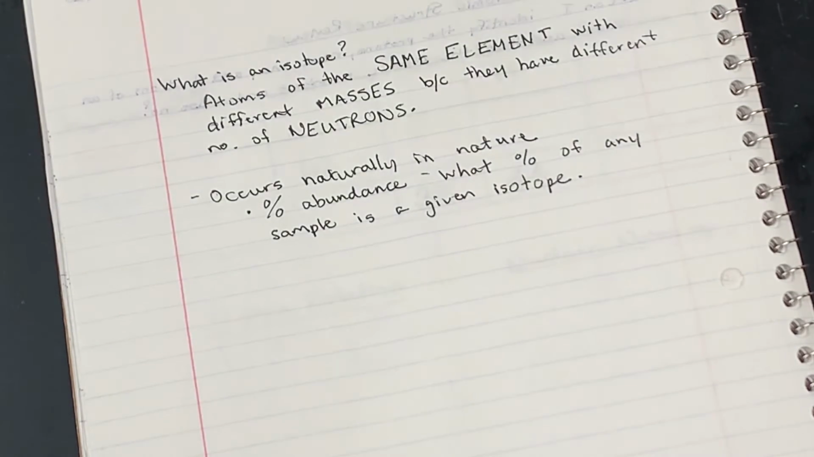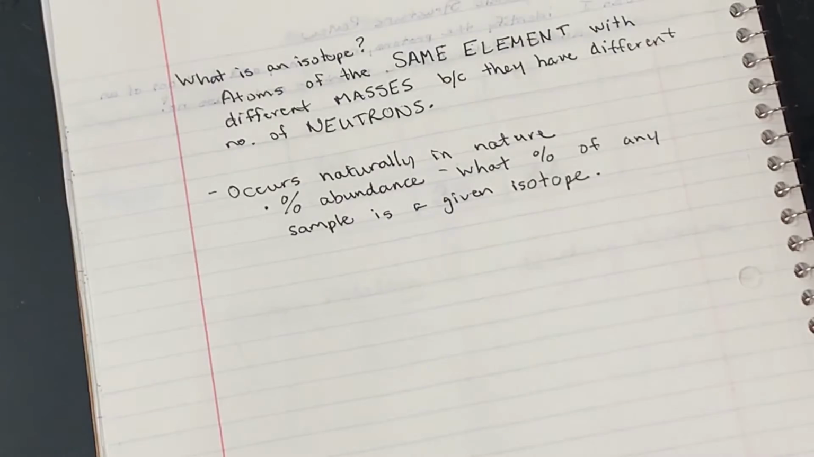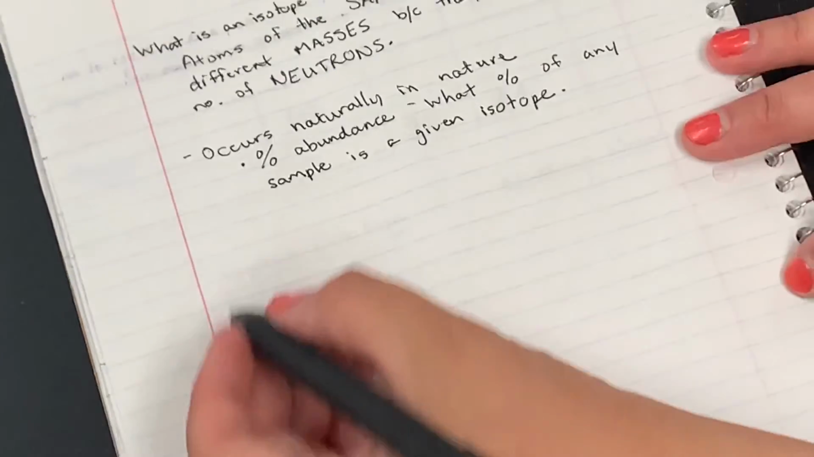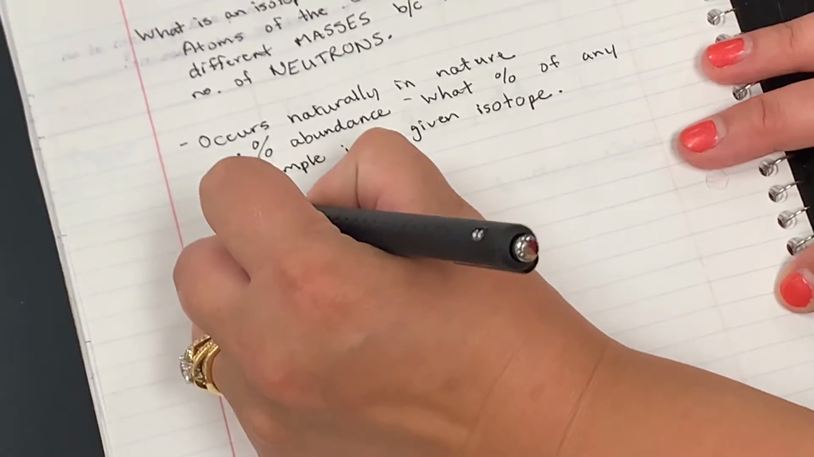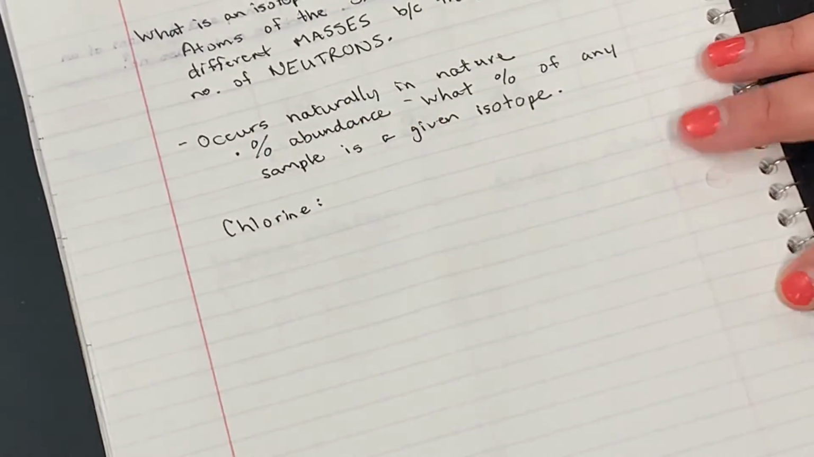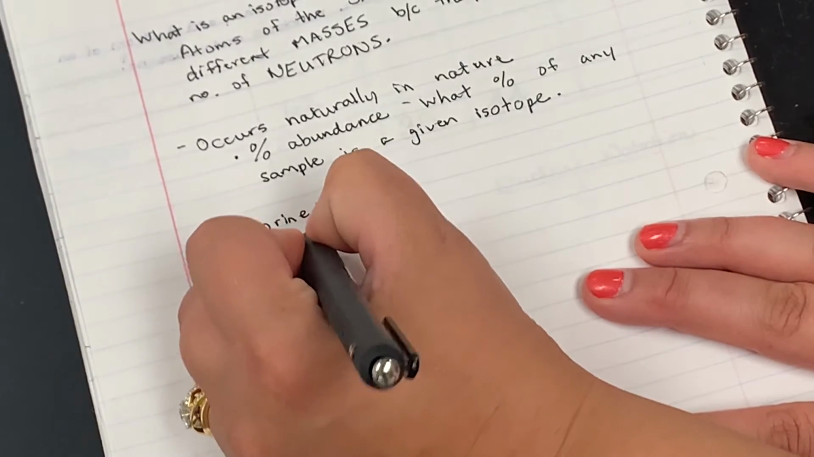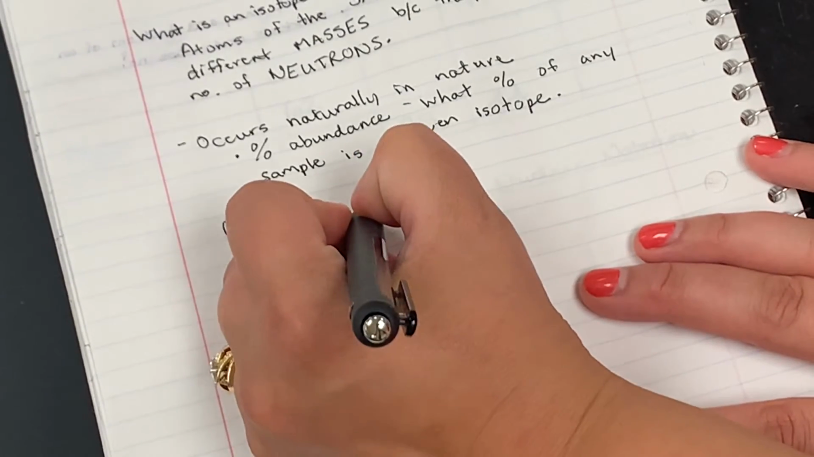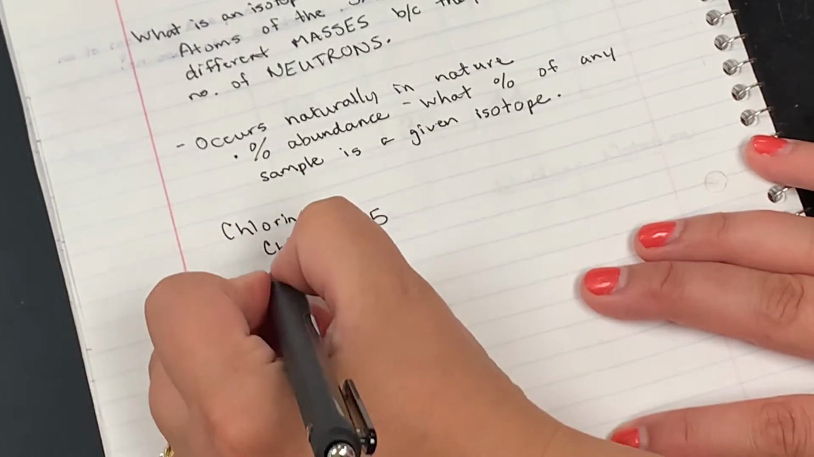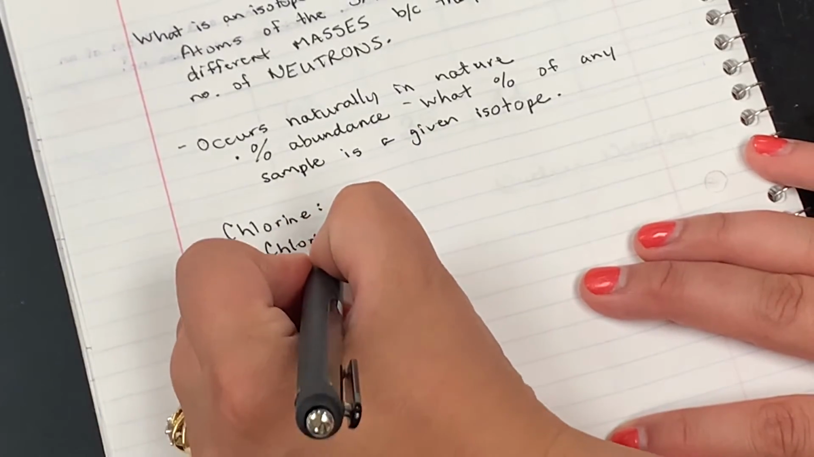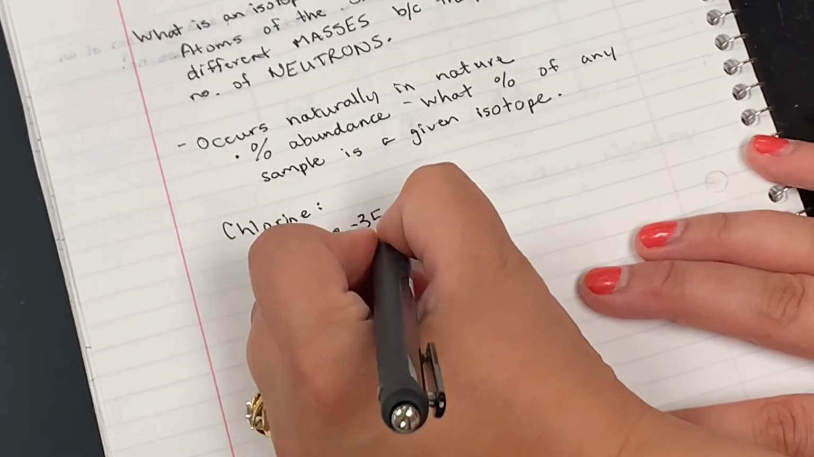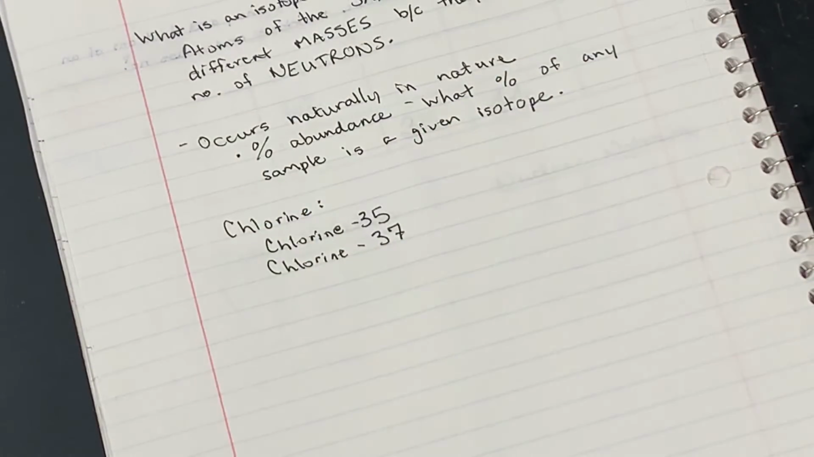I'm going to use chlorine because it's very simple. It's only got 2 major isotopes. Any sample of chlorine I take is going to have chlorine 35 and chlorine 37. How much of each? Well, it depends on my sample, but I know what percentage should be chlorine 35.